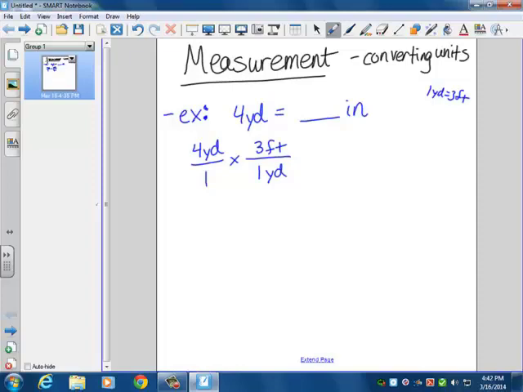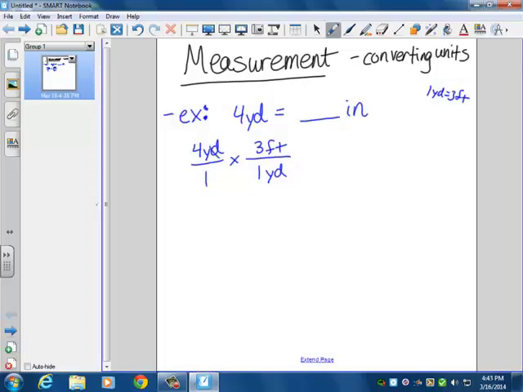Okay, so notice that the 1 yard on the bottom, if I just took that away, replaced it with 3 feet, because those are the same thing, I'd have 3 feet over 3 feet, it would just go away. It would look like this. 3 and 3 would be like 1, feet and feet would cancel. It's just like multiplying by 1. Okay, so that's why we're allowed to do this.